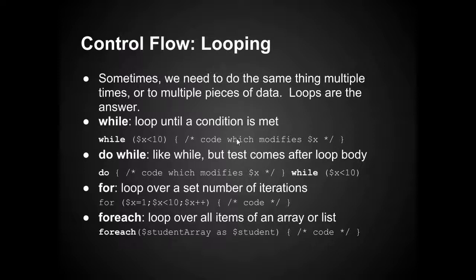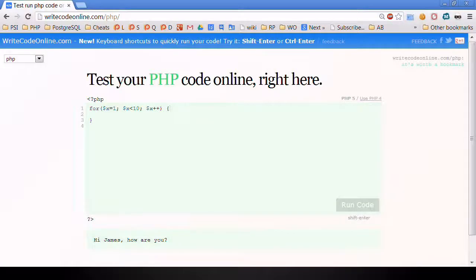Another question that we should think about is, can we accomplish the same thing with one type of loop as we would with another loop? For example, could I do the same thing with a for loop as with the while loop? So let's write a for loop which prints out all the numbers between 1 and 10.